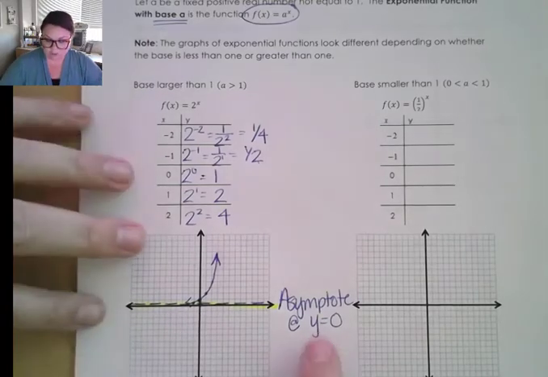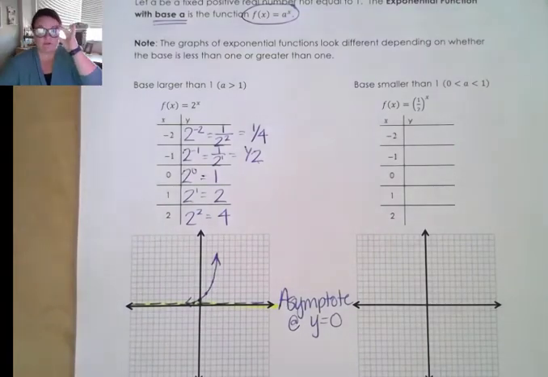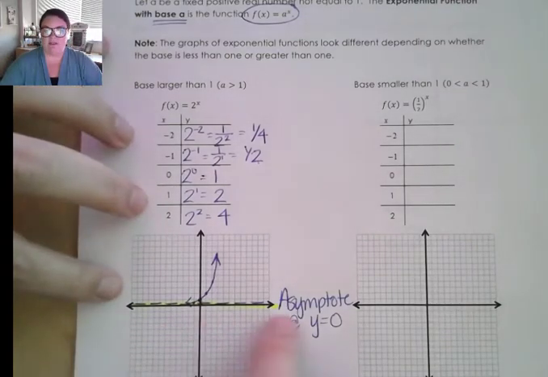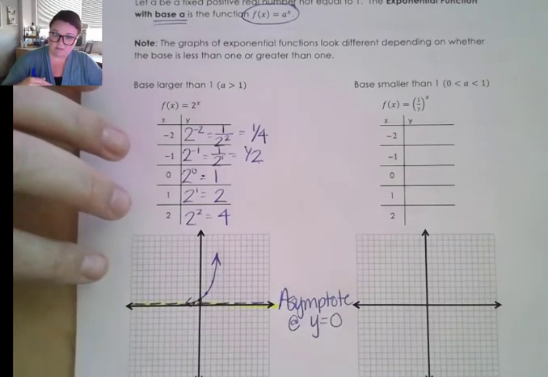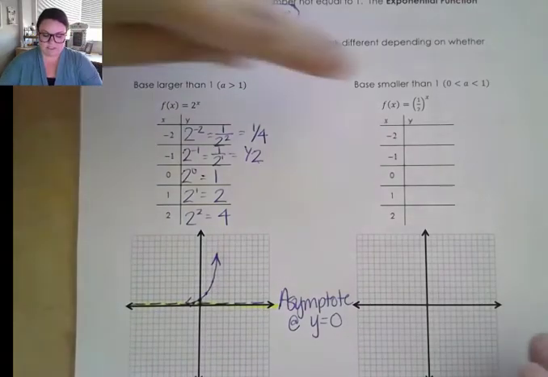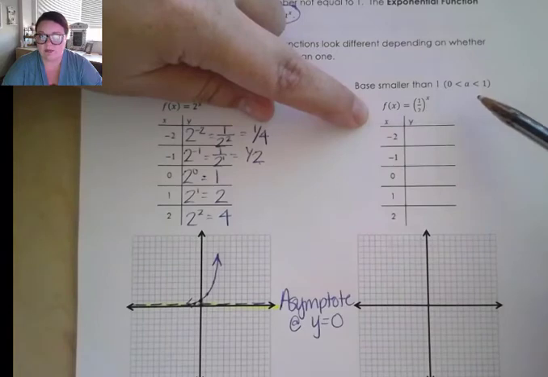Okay, and it's important that you put the y equals, not just asymptote at 0, because when you write y equals, that lets me know that it's an entire line that this function cannot come down and cross. Okay, all right, let's look at what our shape looks like when we have an exponential function with a base that's between 0 and 1.